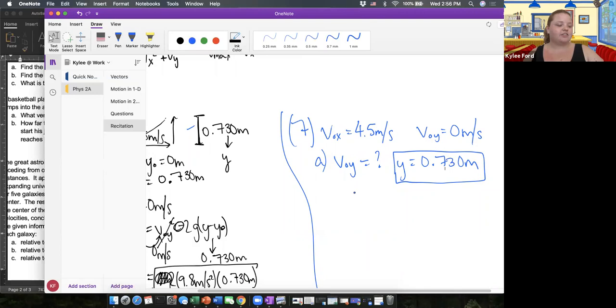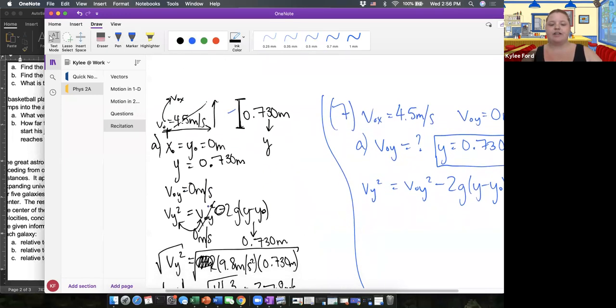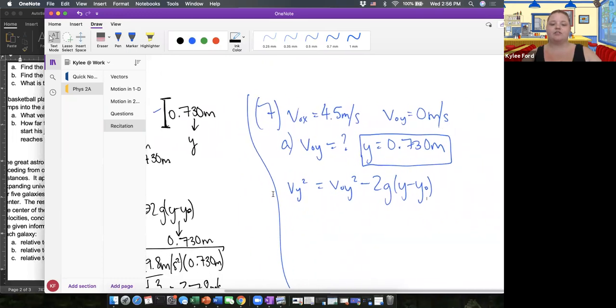So let's start this again. We are going to be using that equation that I wrote down over here: Vy squared equals V naught Y squared minus 2G times (y minus y naught). But this time I'm going to define things a little bit differently. As you can see, I'm looking for a V naught Y, not Vy. See how last time I defined it differently? Yeah, we're not going to do that.